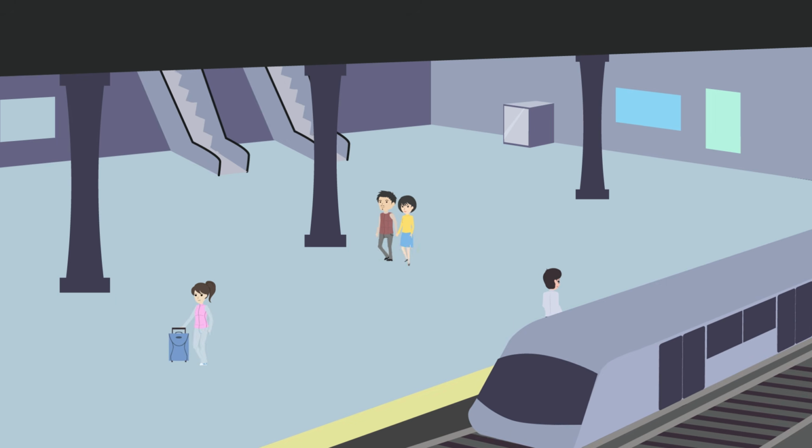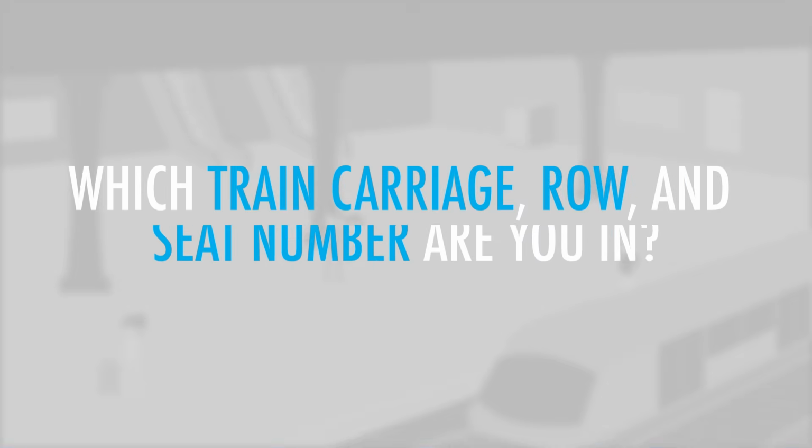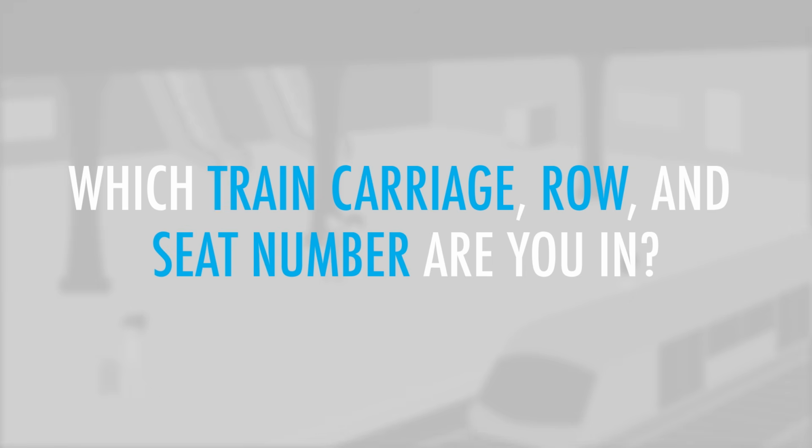You are at a train station where you've just bought an express ticket. Which train carriage, row and seat number are you in?